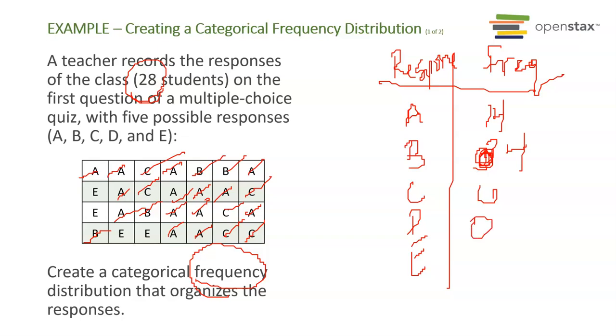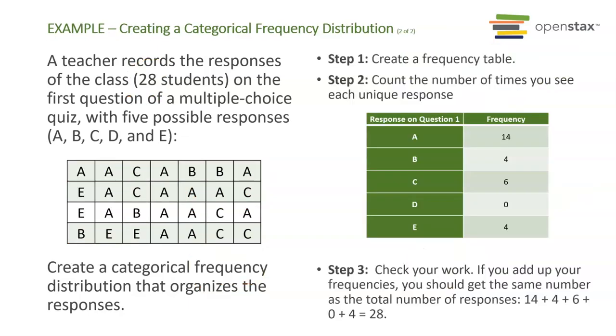D, no D's. 1, 2, 3, 4 E's. And that's it. That's your frequency table. You check to make sure you got them all. Does this add up to 28? Yep, that's my winner. Here's a more legible version.